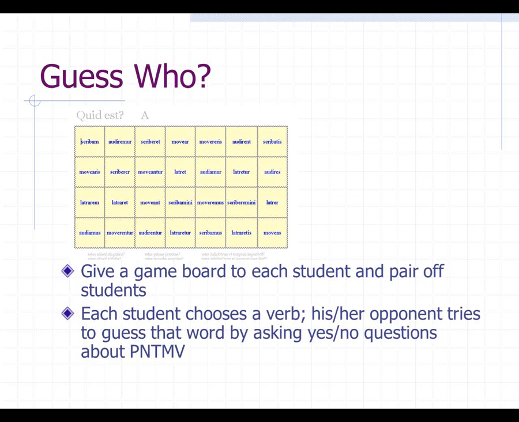So example questions for this could be, is your verb singular? Is your verb present tense? Is your verb made from the word scribere? So from these answers, yes or no, the asker crosses out the words that can't be right. So for example, if you asked, is your verb singular? And the person said yes, then you would cross out all the plural verbs.